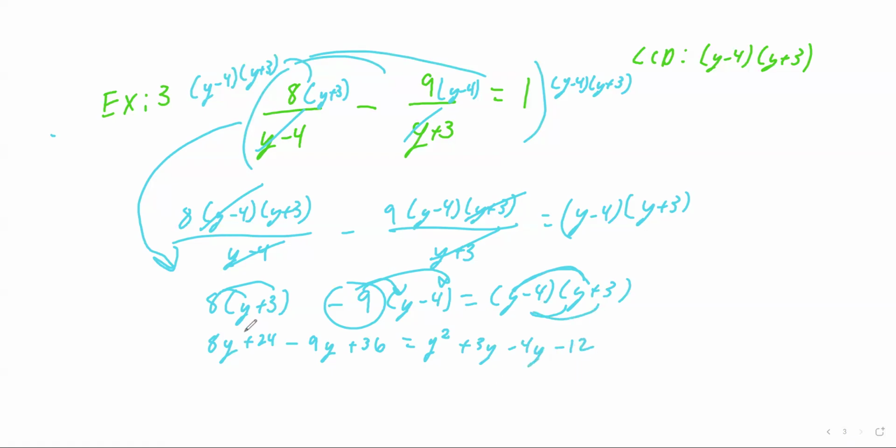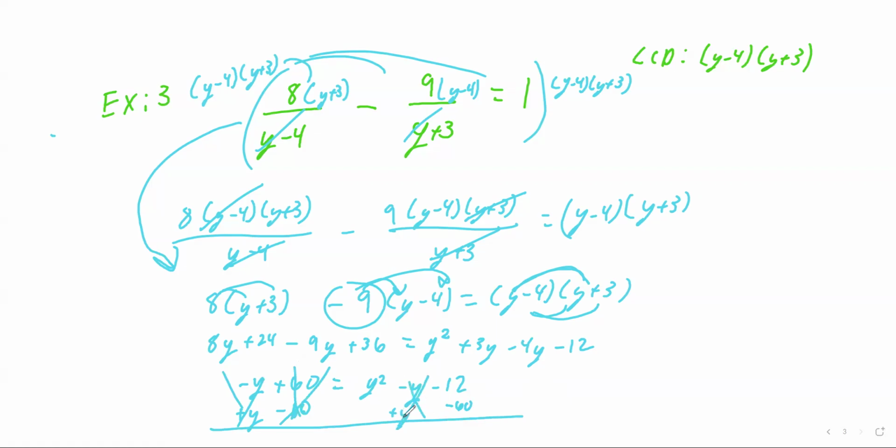I'm going to combine like terms on each side and then try to get them all to one side. So I see 8y minus 9y gives me negative y. And then 24 plus 36 gives me 60. And then here I have y squared, and then 3y minus 4y gives me negative y minus 12. Again, I see I deal with a quadratic, so I'm going to move everything to the square term so that I can set it equal to 0. So that's going to be a plus y and a minus 60.